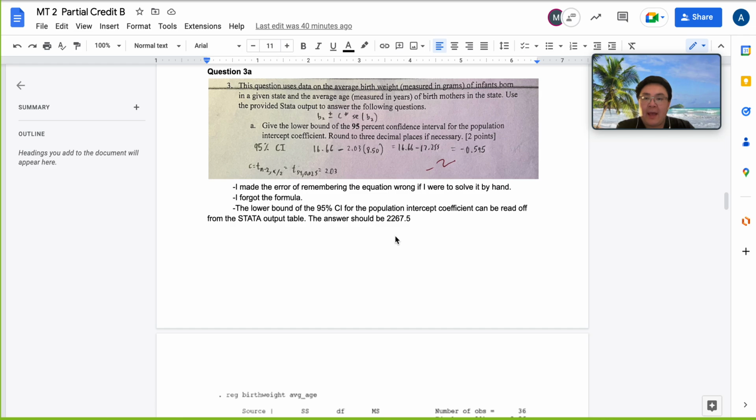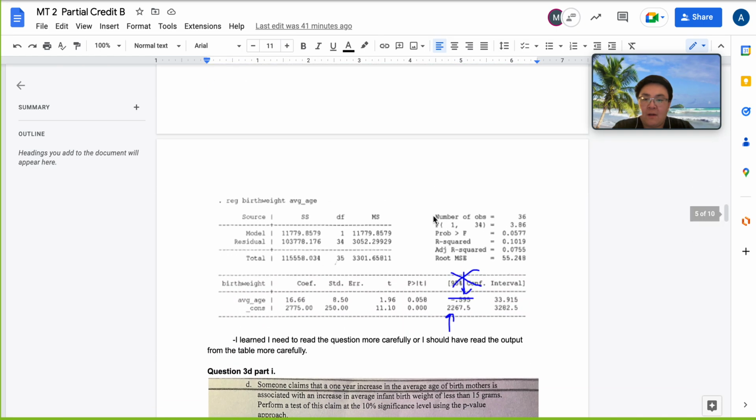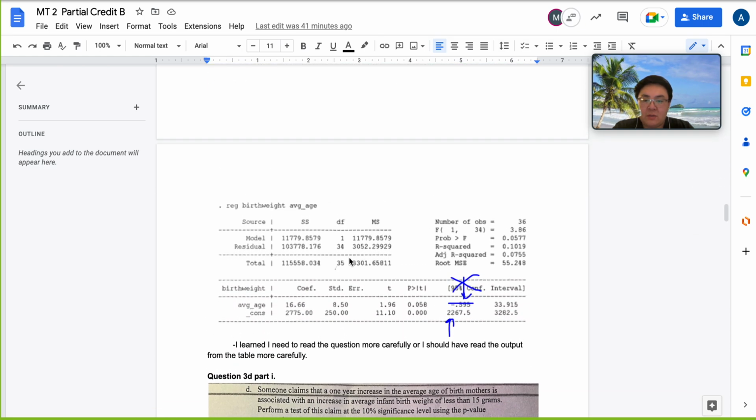For 3a, it is asking us to give us the lower bound of the 95% confidence interval for the population intercept coefficient, rounded to 3 decimal places if necessary. Here I would use the table, and the one that we are looking for is the population intercept coefficient. Population coefficient intercept would be the constant here, and now that we look at the lower bound of the confidence interval, it is actually 2267.5.